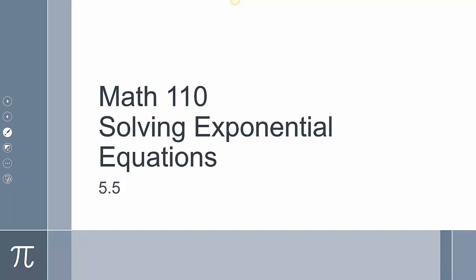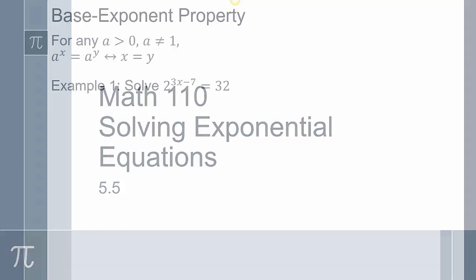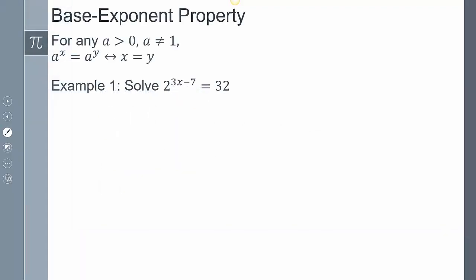Math 110, Solving Exponential Equations, Sections 5-5. The first property is the base exponent property. It says that if I have two of the same bases to whatever powers they are, I can say that the powers equal each other. So a to the x equals a to the y, I can make the statement y equals x.